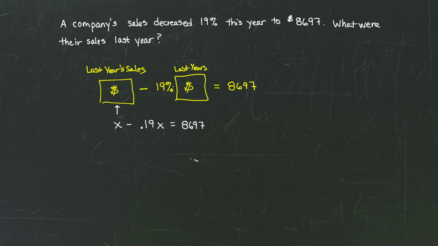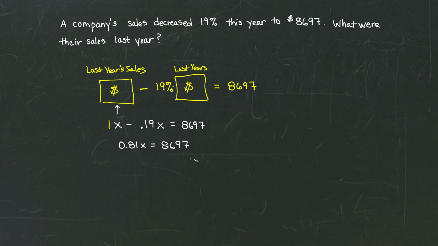Now remembering that X is 1X, we have 1X minus 0.19X. And if we combine those X's on the left side of that equation, that actually gives us 0.81X equals 8,697.